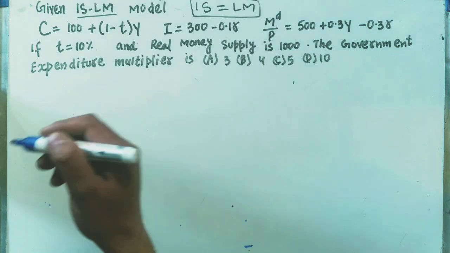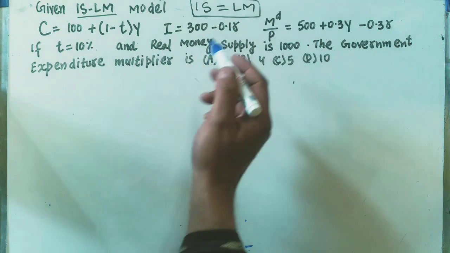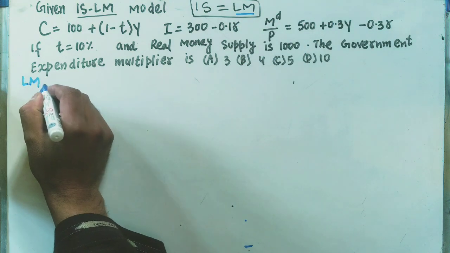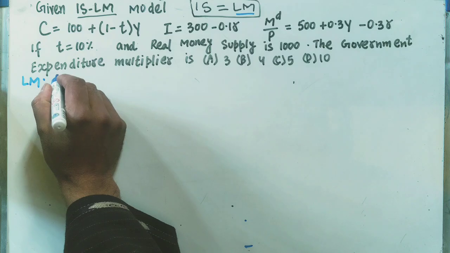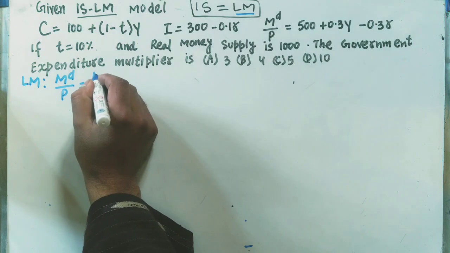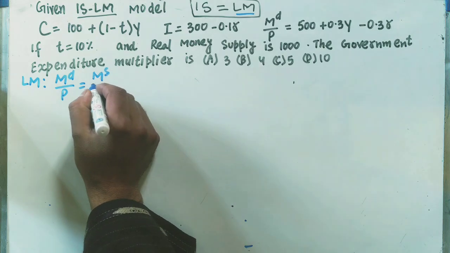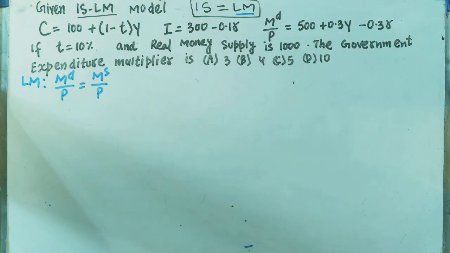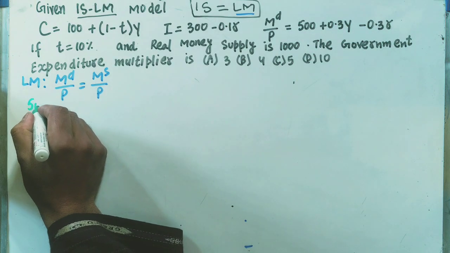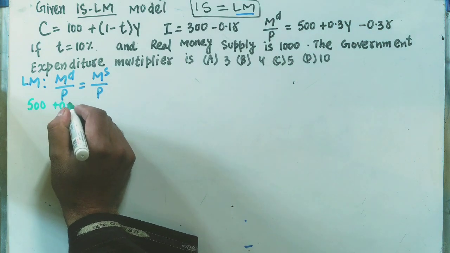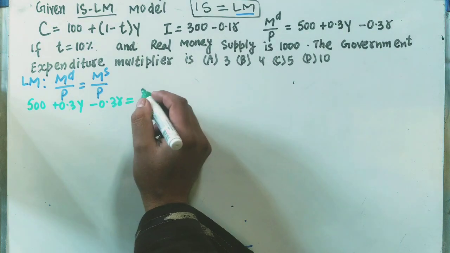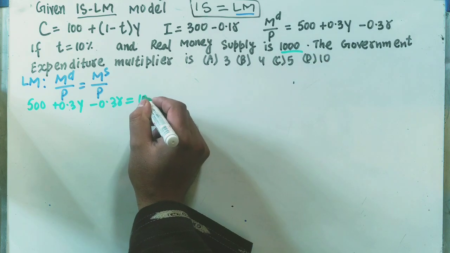So first we solve for LM, that is the money market. We know that in case of LM, the money market is in equilibrium when demand for money is equal to the supply of money. Demand for money is being given to us as this very function, that is 500 plus 0.3Y minus 0.3R, which should be equal to the supply of money, which is 1000, that is being given to us.